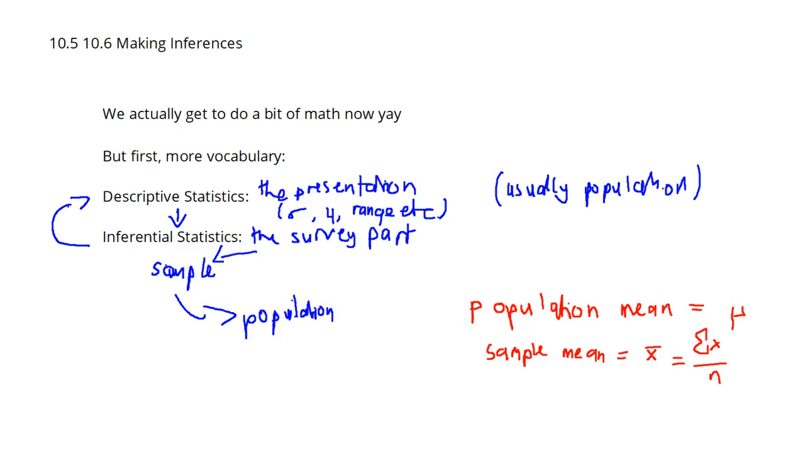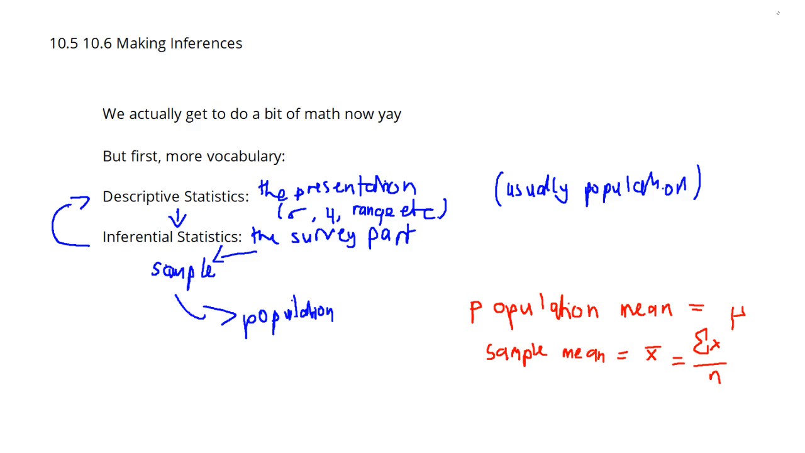Today we are doing 10.5. I have 10.6 in here because it's basically just making inferences, but with different things. We're going to first make inferences with surveys, and then we're going to make an inference with an experiment. So 10.5 is making inferences with surveys, and we actually get to do a little bit of math today.